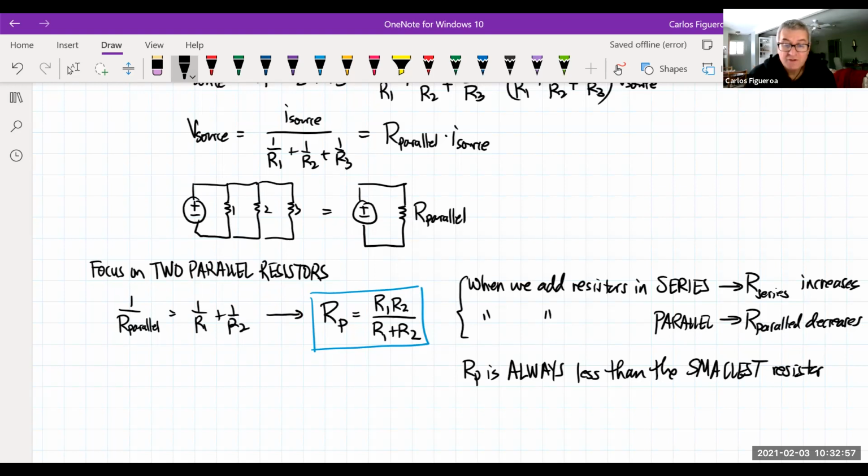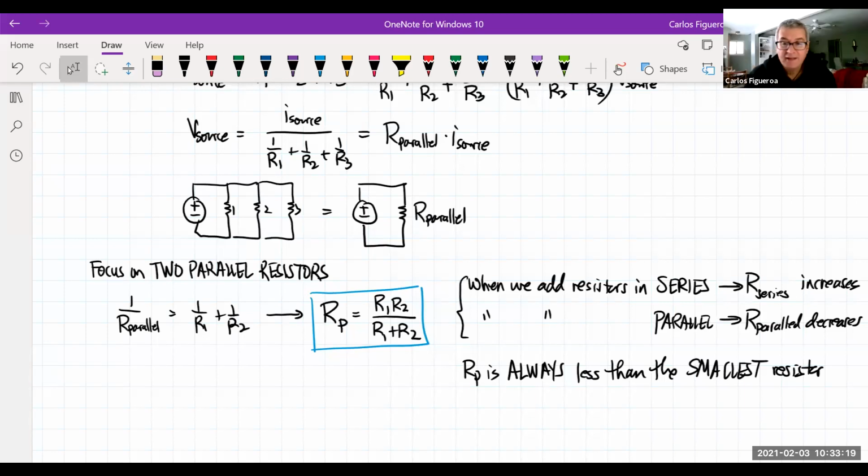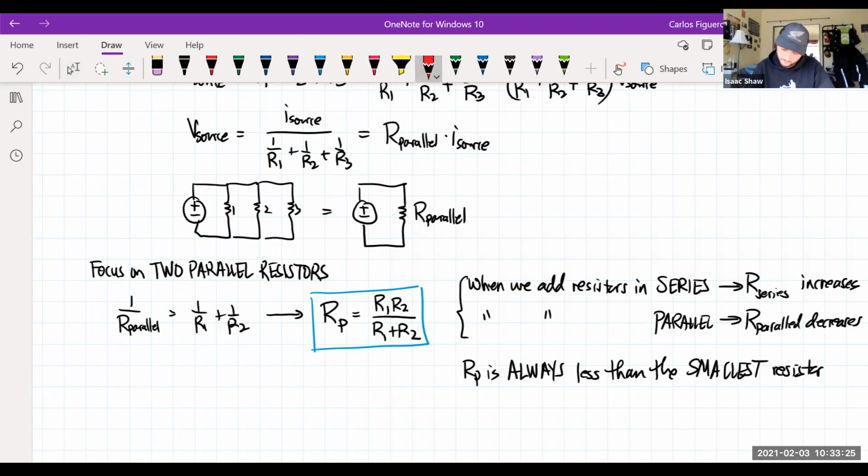So what I want to do now is start looking at some simple examples about parallel resistors. When you have more resistors in parallel, does it follow that R parallel is R1 R2 R3 over R1 plus R2 plus R3? Nope. It does not follow that, only for 2. And this is why I said I'm going to focus on 2 resistors here.